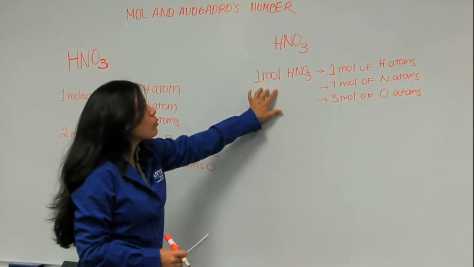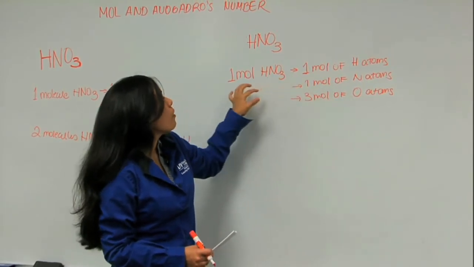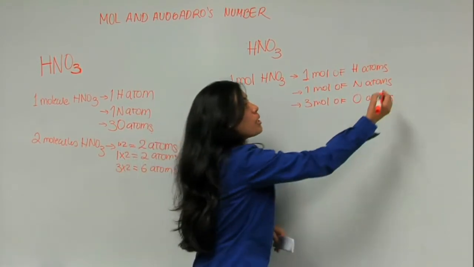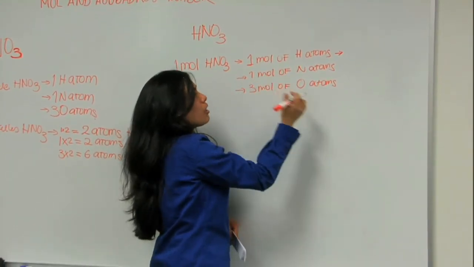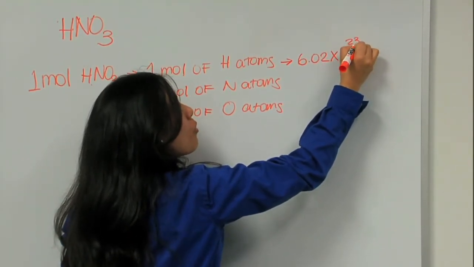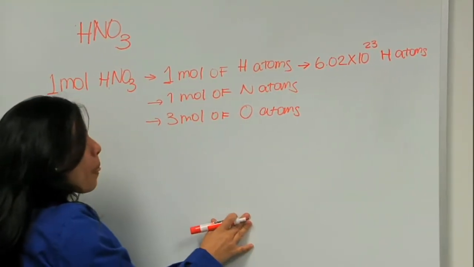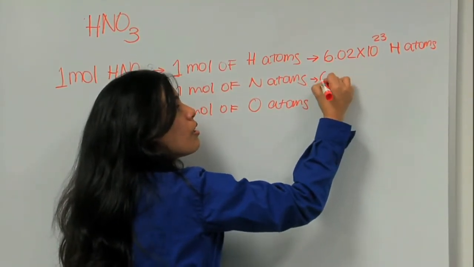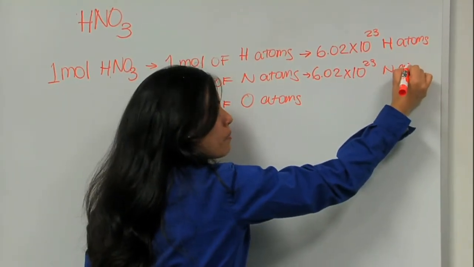When I talk about moles, my answer is going to be also in the mole form. So if I have 1 mole of nitric acid, I have 1 mole of hydrogen atoms, which means, remember that 1 mole is 6.02 times 10 to the 23? So it's going to be 6.02 times 10 to the 23 hydrogen atoms. If I have 1 mole of nitrogen atoms, 1 mole is equal to 6.02 times 10 to the 23 nitrogen atoms.